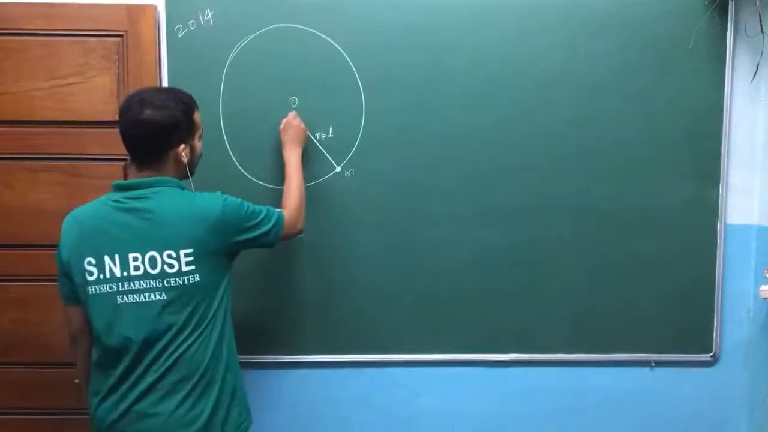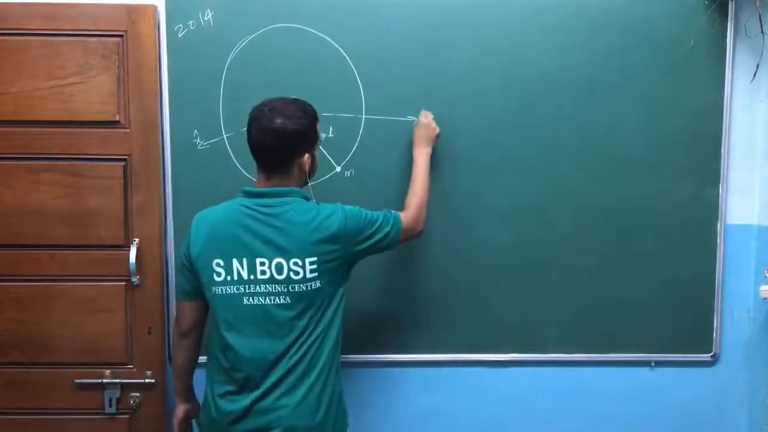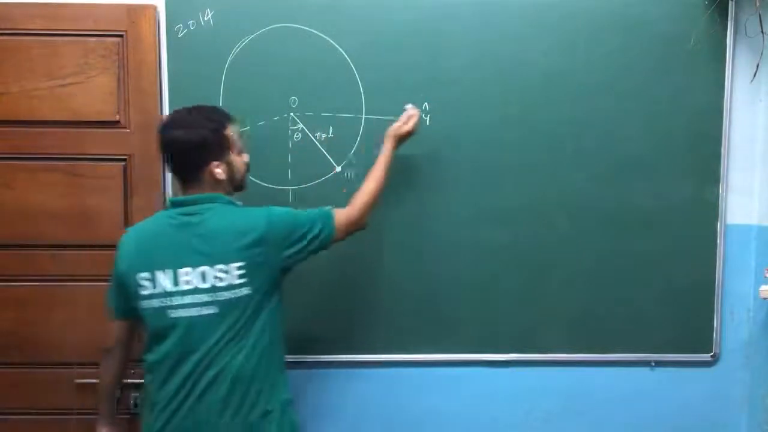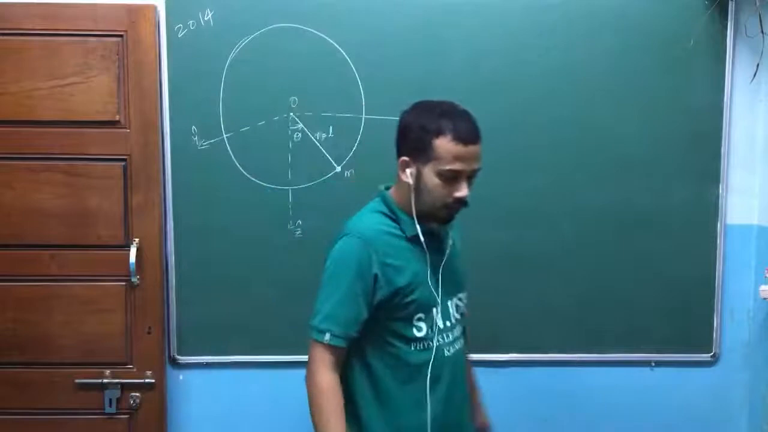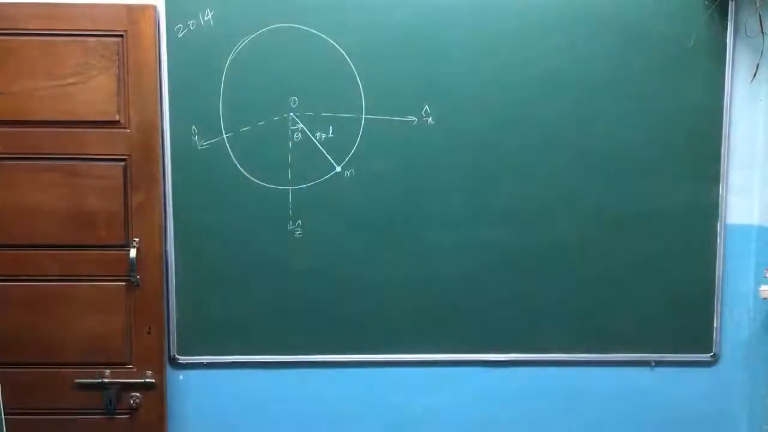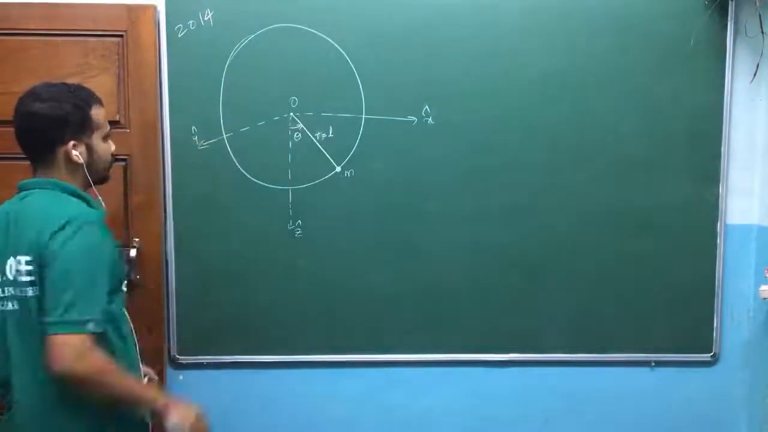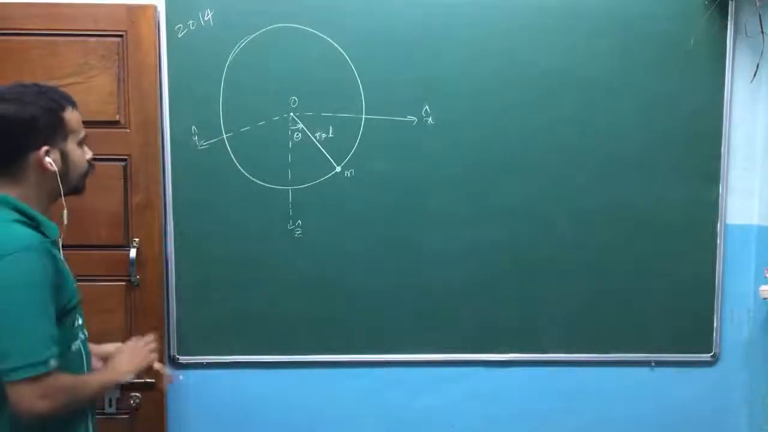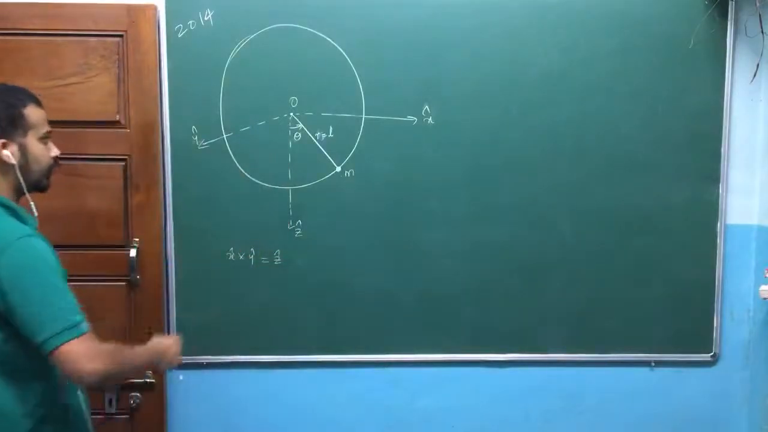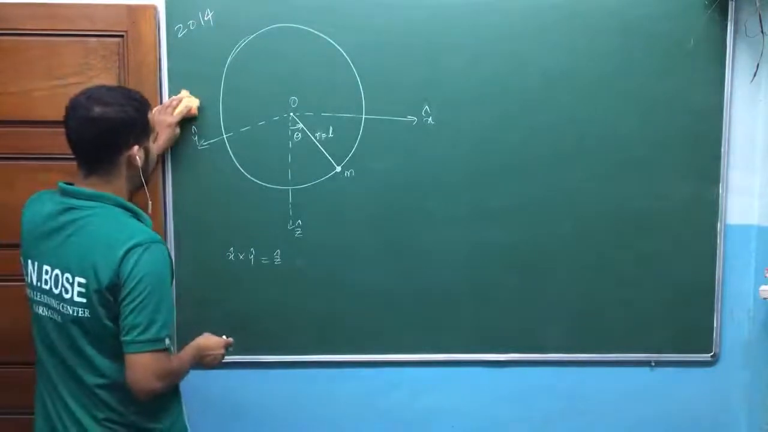If I choose z cap here, I should choose x cap here and y cap here. Y cap here, x cap here. Am I right? Because x cap cross y cap, if you do that cross product, you should get z cap. That's how you have to draw the coordinate system. Where do I have to draw x cap and y cap? Quickly, somebody.